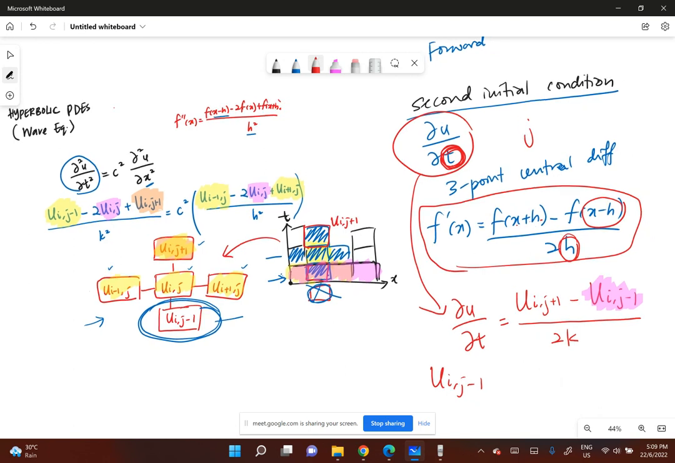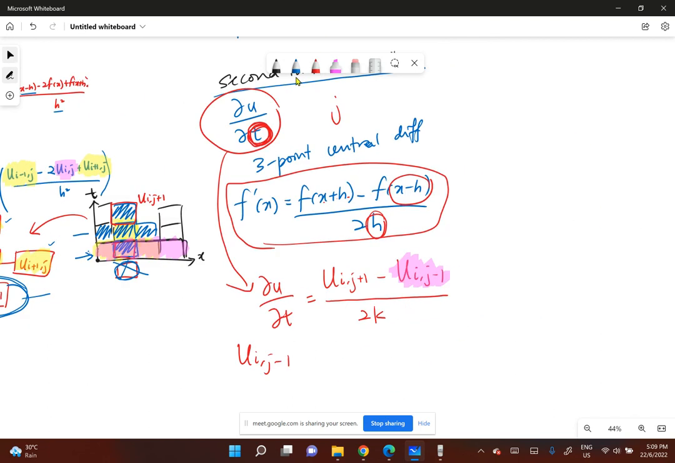Usually the second initial condition, if you are given some value or formula, equal to something, either a formula or a value, this is a constant. So it will be equal to, I will bring this one, u i j plus 1, here, and then this one becomes minus 2k times g(x).